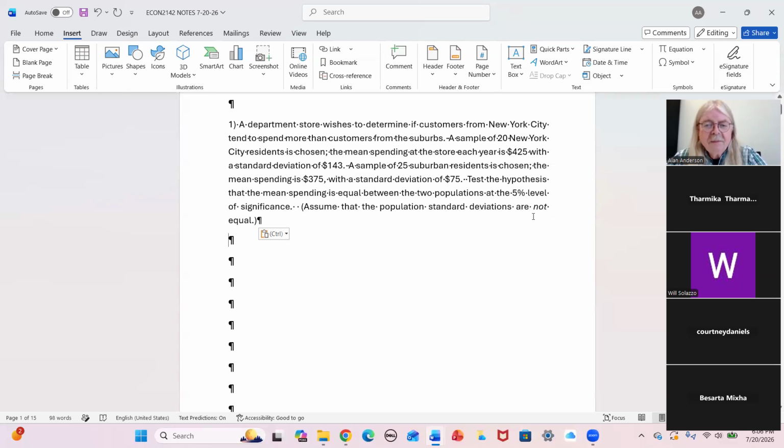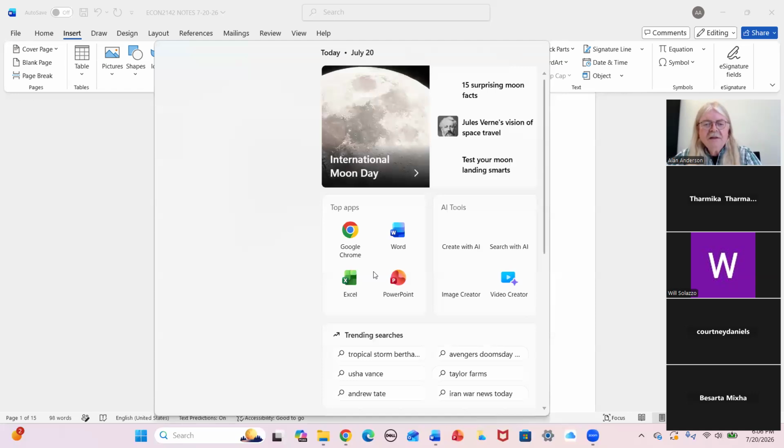Now, if you notice, it says in here the population standard deviations are not equal. This is an important detail if you're trying to do this in Excel, because it has a couple of different choices. Actually, you know what? Where's my Excel? Hold on.